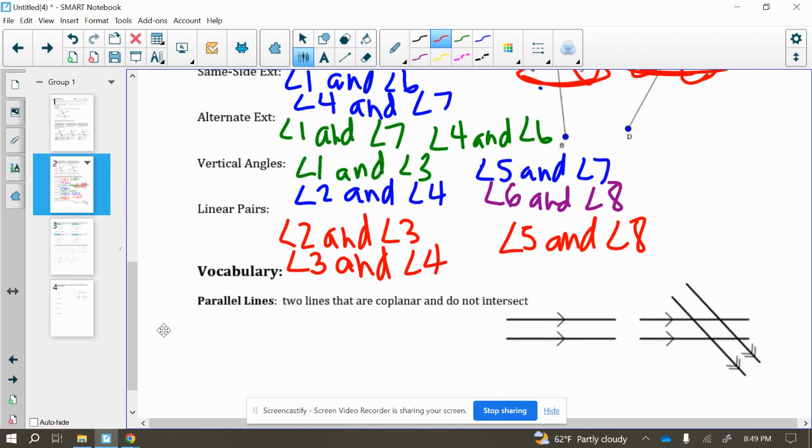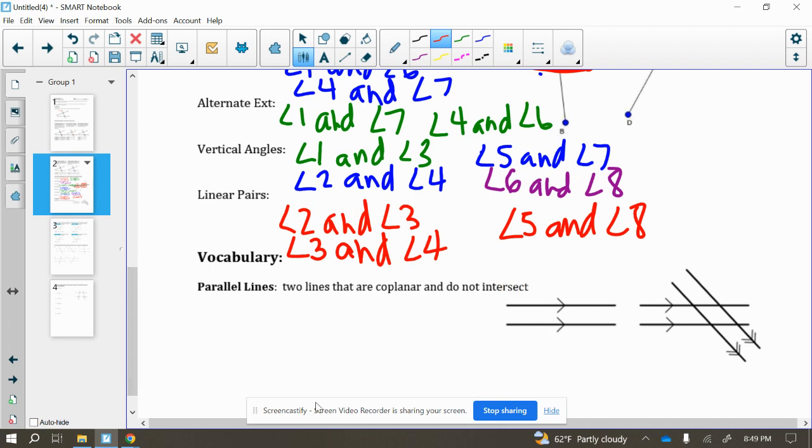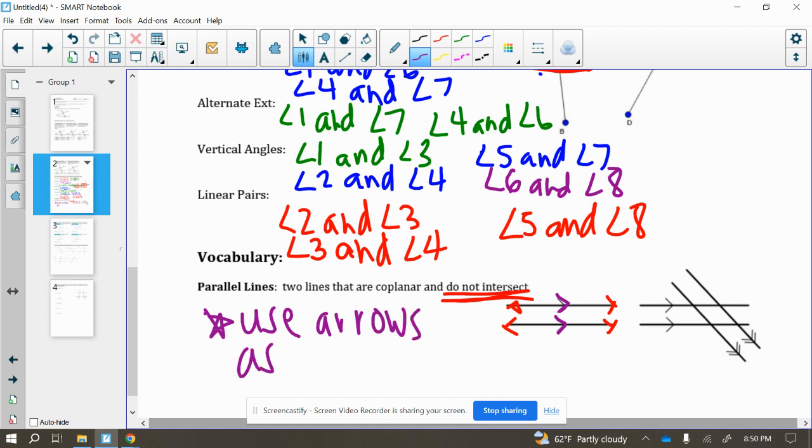Now, our parallel lines cause something special to happen. Parallel lines are lines that do not intersect. They could go on forever and ever, and they do not intersect. So notice these two lines here, they would go on for infinity but would never intersect. Now, how do we know they are parallel? Notice these special tick marks. You're going to use arrows as your tick marks to show that these are going to be parallel. So you see this arrow here and here, or we have the double arrow, to show us that these two are parallel. So you use the arrows as your tick marks as opposed to our other ones.